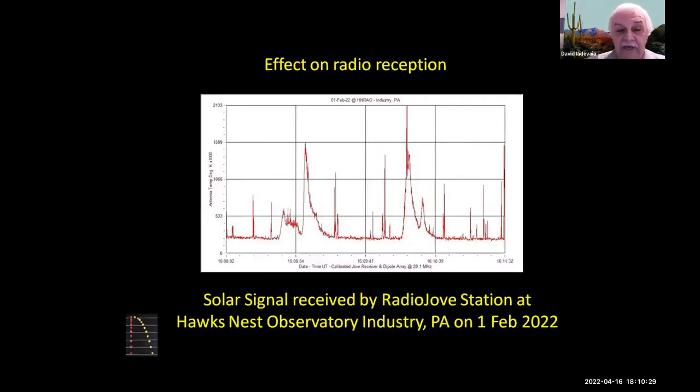Now, the effects on radio reception. You may be familiar with Radio Jove. It's a NASA program, and people can listen to radio outbursts from Jupiter, and also collect with the equipment solar signals that occur when they interact with the radio receiver.